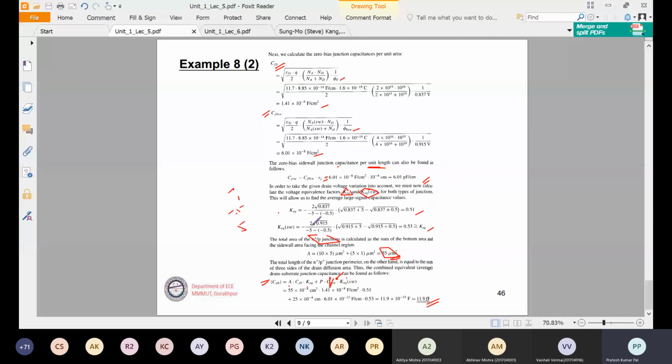So up to here the junction capacitances and oxide capacitances we have gone through.